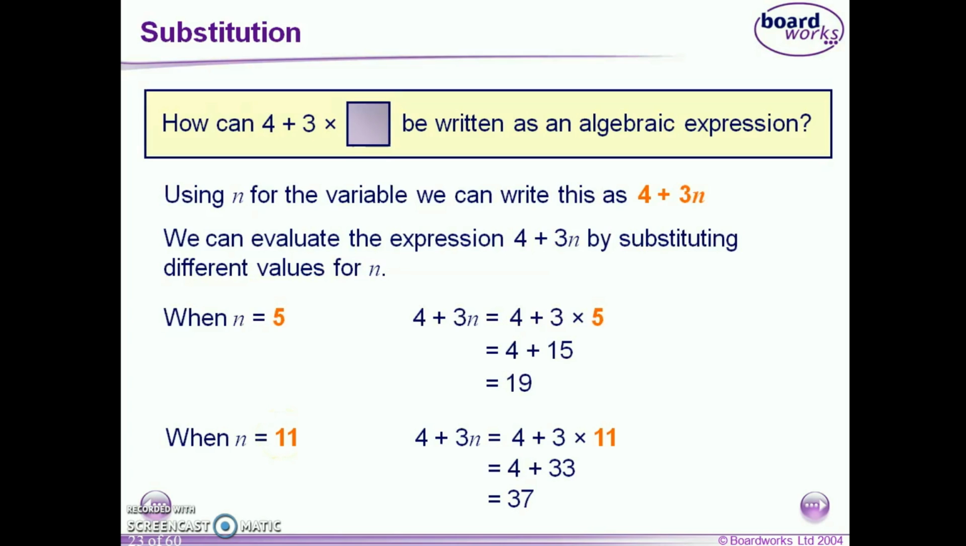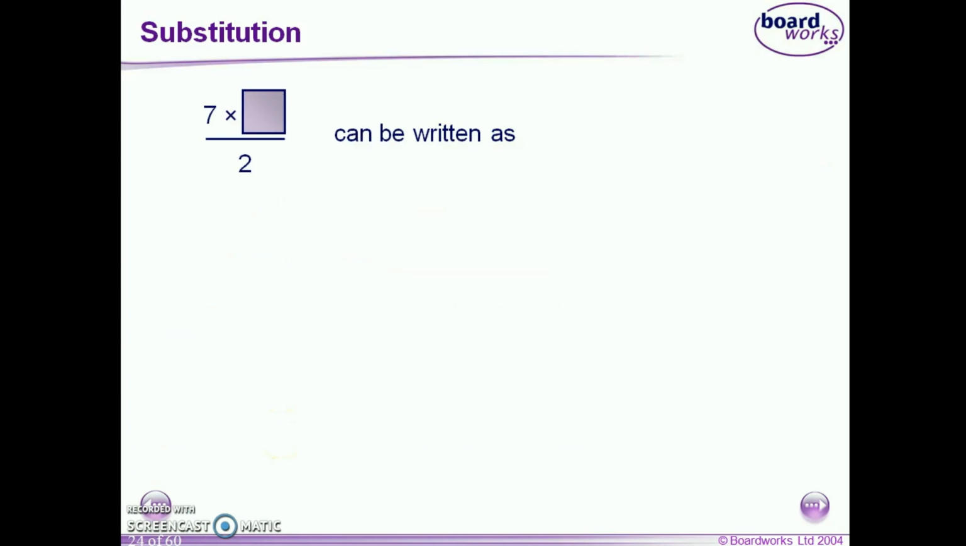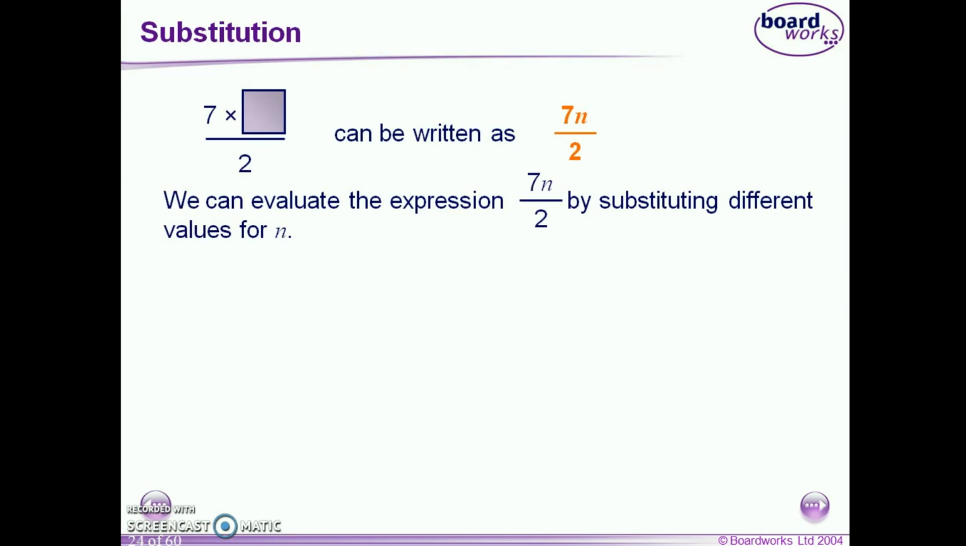Now we move on to the second example of substitution. Let's say 7 times something over 2 can be written as 7n over 2. We can evaluate the expression 7n over 2 by substituting different values for n. For example, when n is equal to 4, 7n over 2 is equal to 7 times 4 divided by 2, which is 28 divided by 2. Then the answer will be 14.